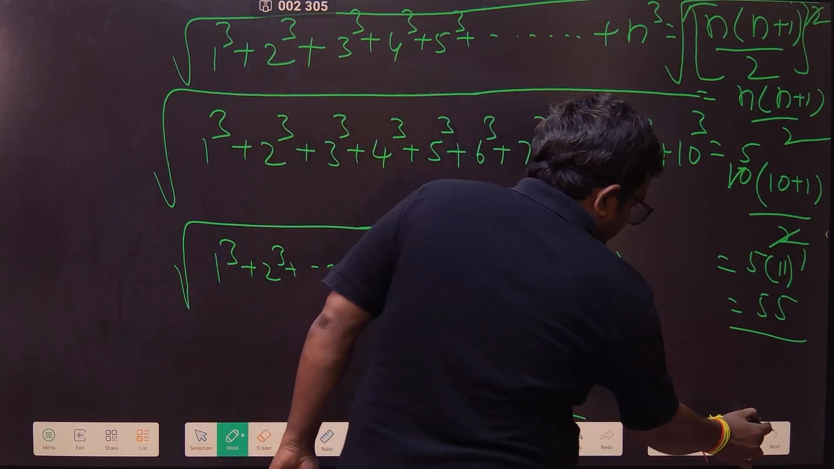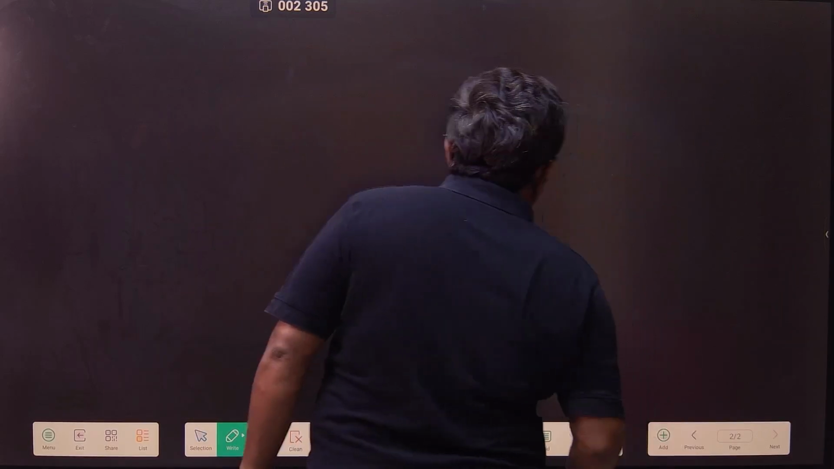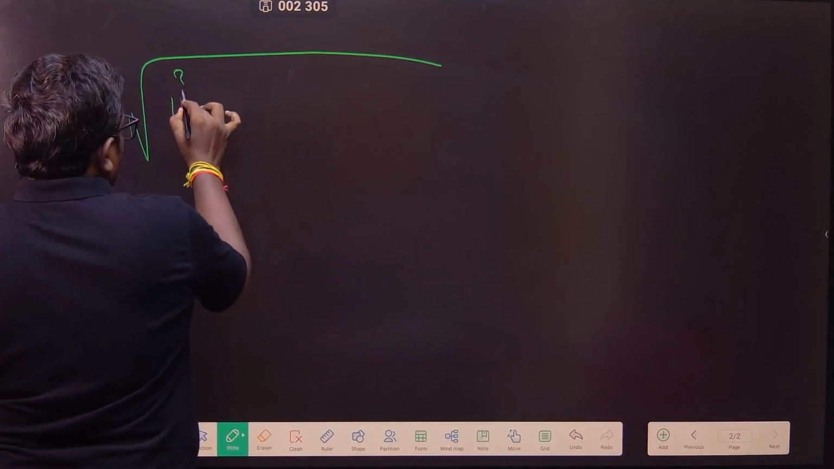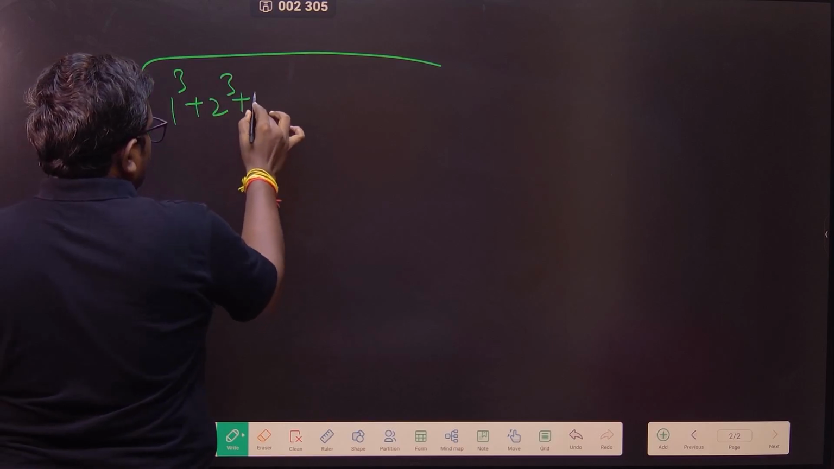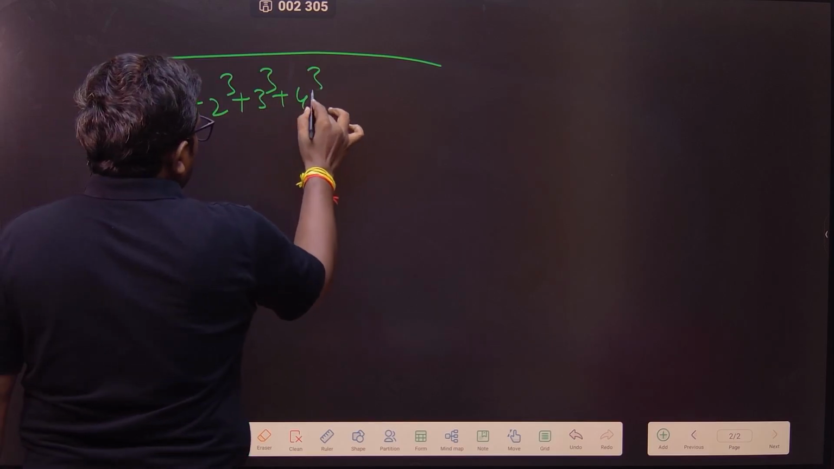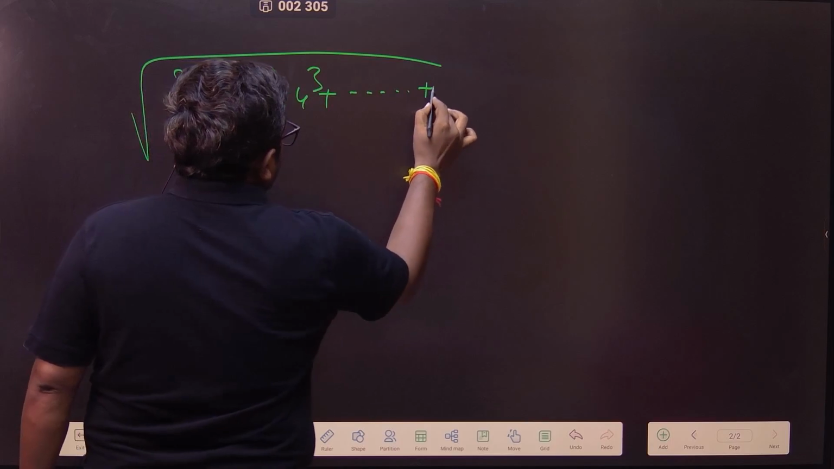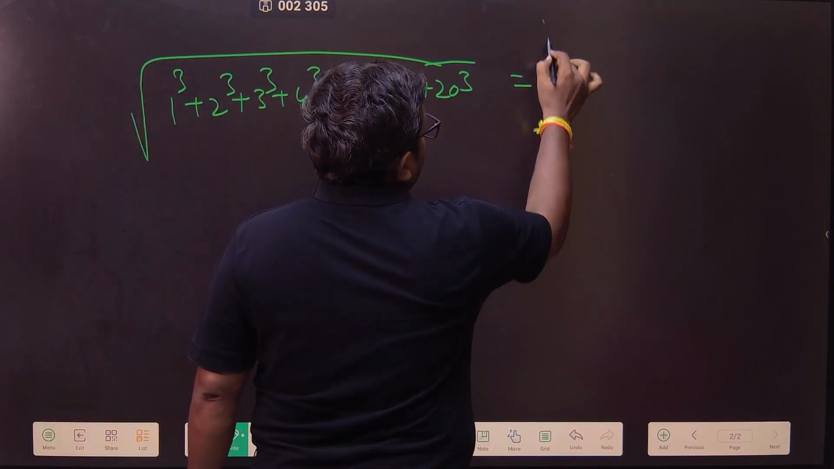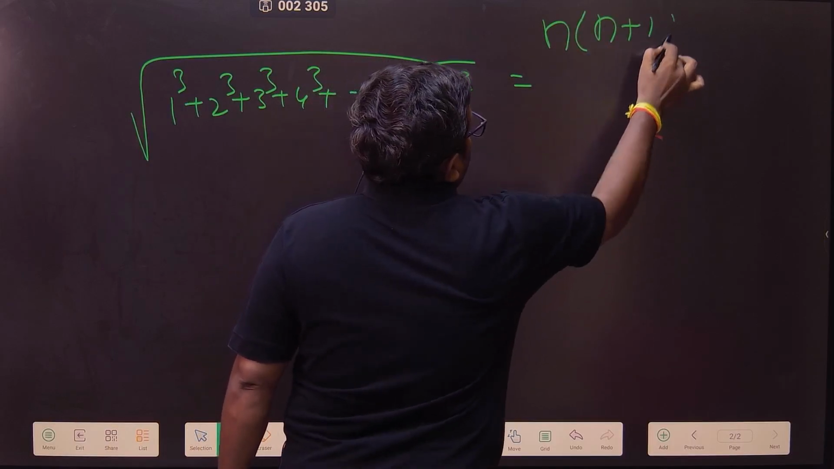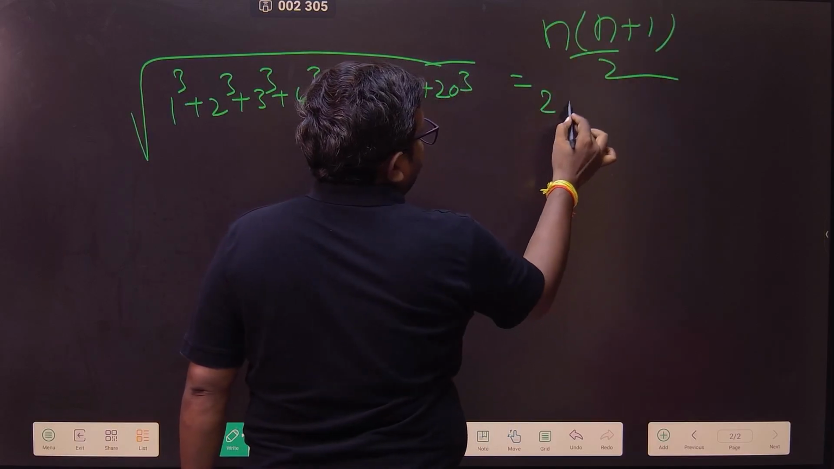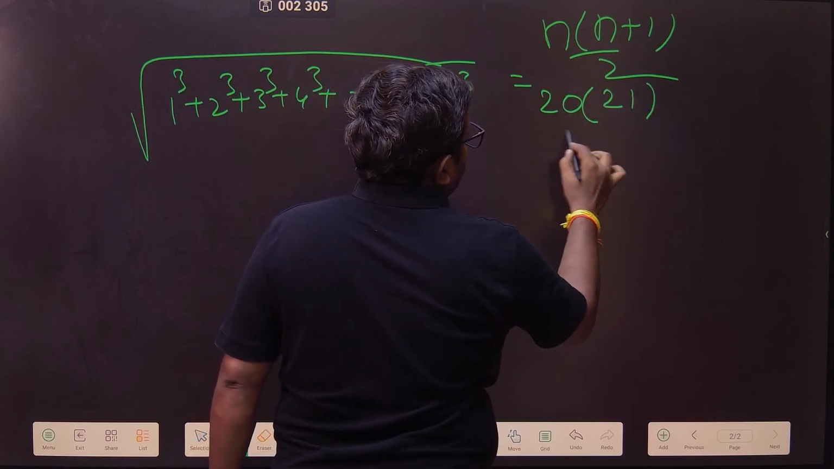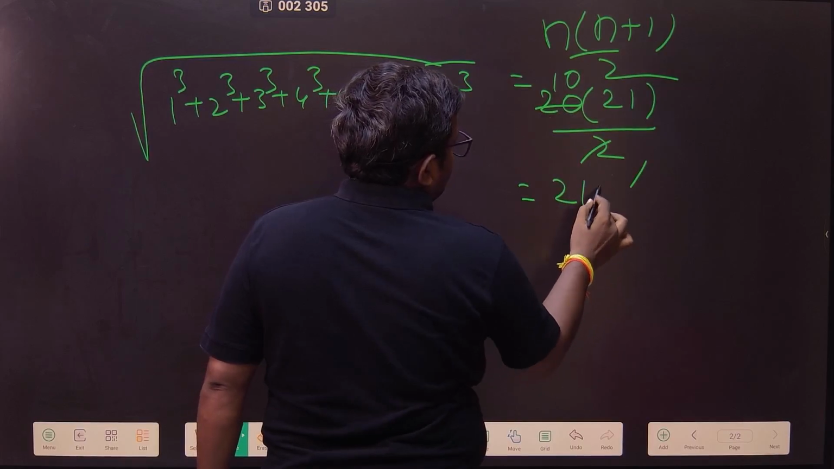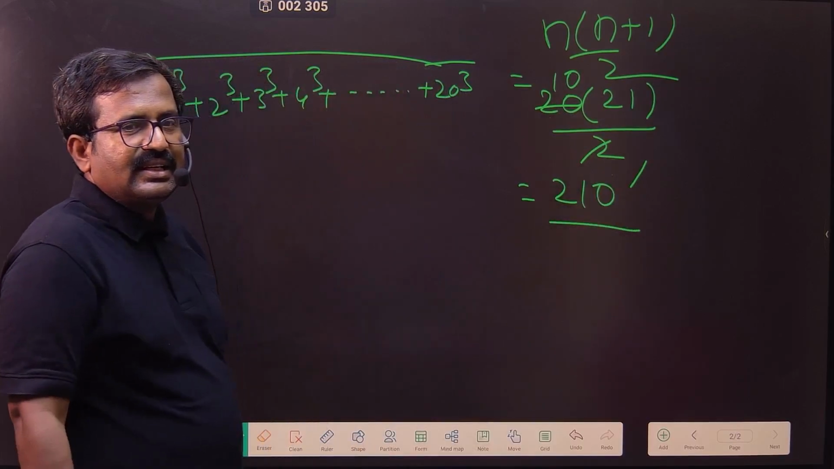I will explain. For square root of 1 cube plus 2 cube plus 3 cube plus 4 cube plus so on plus 20 cube, here also the general formula is n into n plus 1 by 2. Here n is 20 into 21 by 2. 2 ones are 2, 2 tens are 20. It is 210.